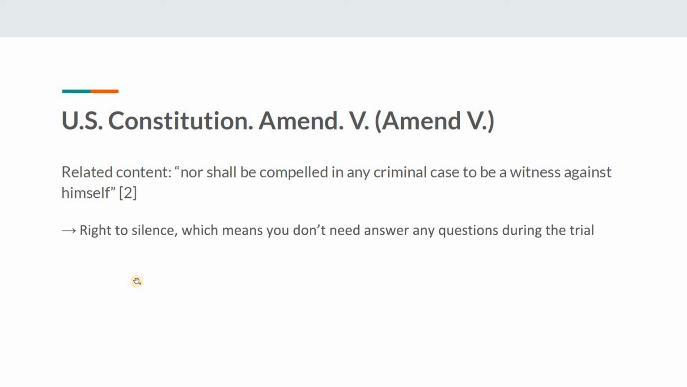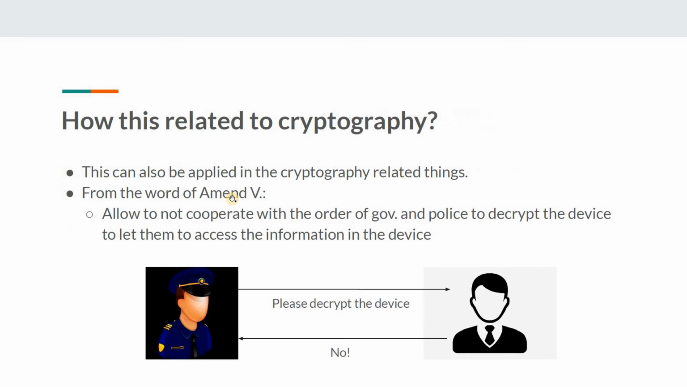After we talk about MPC, we will give you a law which comes from the United States Constitution, Amendment 5, which we will call Amendment 5 later on. The law says no person shall be compelled in any criminal case to be a witness against himself, which means that you have the right to silence and you don't need to answer any questions during the trial, under the police or in court.